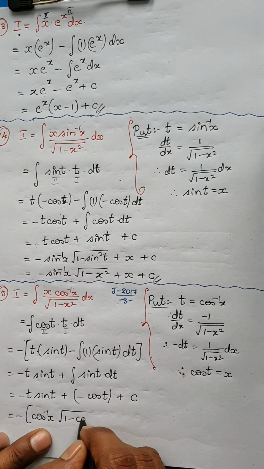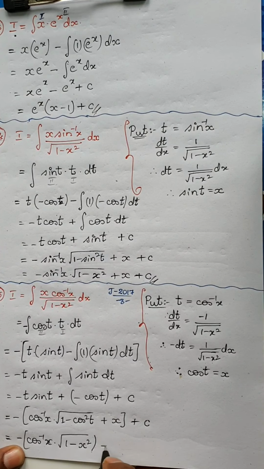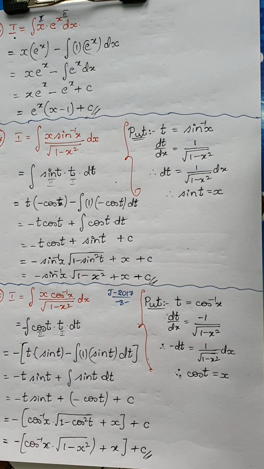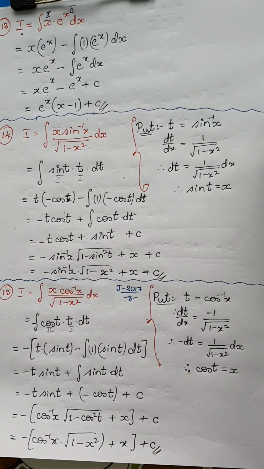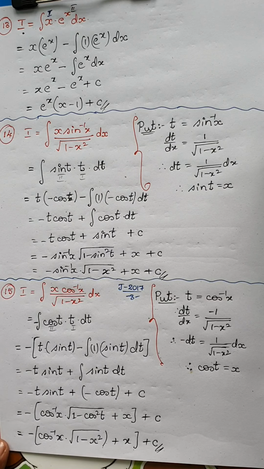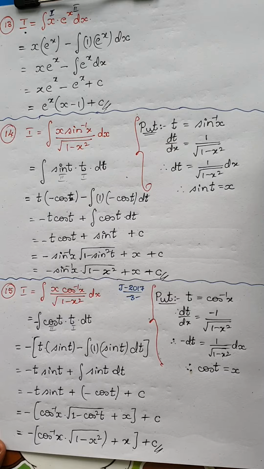So the final result would be minus cos inverse x, sorry, minus is for both the terms, cos inverse x into root of 1 minus cos square t, which is nothing but x. So root of 1 minus x square, plus x, plus c. This is the constant of integration, and finally that concludes the process of integration by parts for the above given integral. These are very simple results. The only thing is, practice clearly, right?